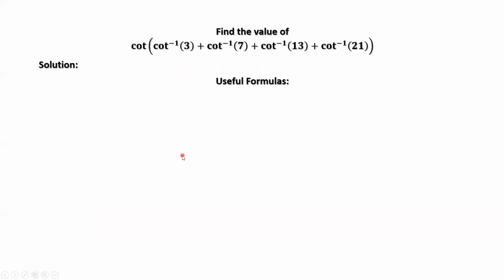Here are some useful formulas. Cotangent of inverse cotangent of x equals x. Here, cotangent and inverse cotangent are inverse of each other. Tangent of x equals 1 over cotangent of x.